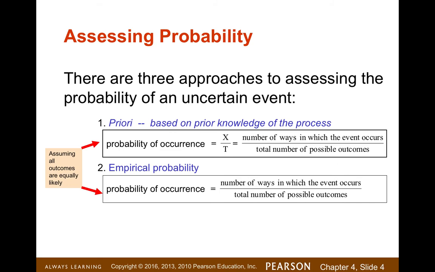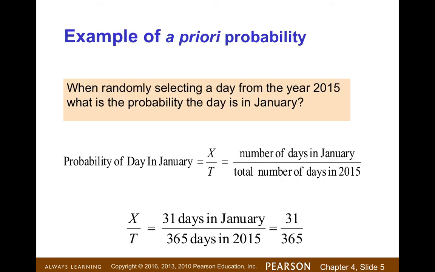Empirical probability is the same way: the number of ways the event can occur over the total number of outcomes. They just set up a little bit differently, even though the calculations are the same. An example of a priori probability: when randomly selecting a day from the year 2015, what is the probability the day is in January?